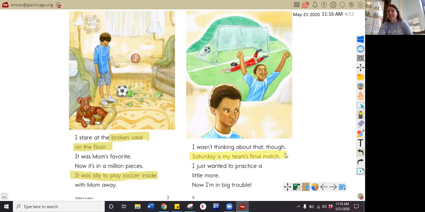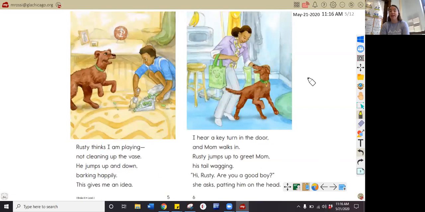In the story, I see that Saturday is his team's final match, and he wanted to practice for the final match that he was going to have. So he was thinking about his soccer game. He wasn't thinking about the vase or being inside. He was thinking about his soccer game. But now he's in big trouble.